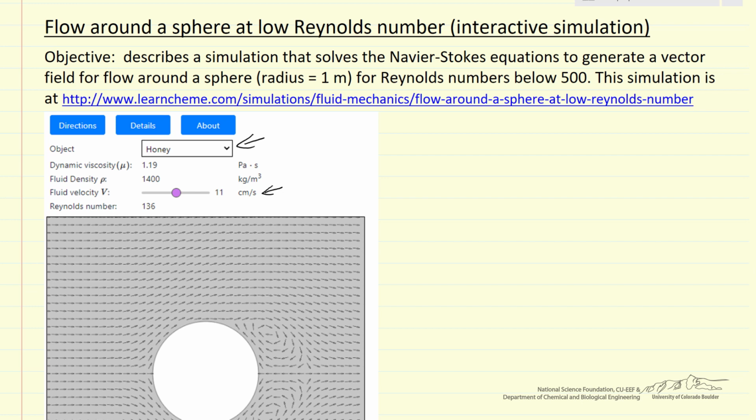It then calculates the Reynolds number for each condition, and the important thing to notice is as the Reynolds number increases, you get a region downstream where velocity vectors are in the opposite direction. You get these vortices. This affects, of course, the drag on the sphere. So we'll look at the simulation and see how they change as we change the velocity.